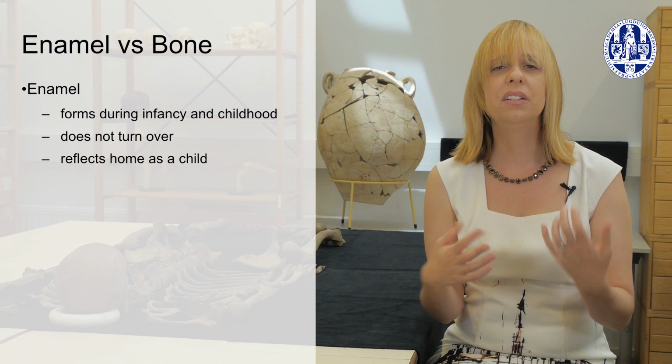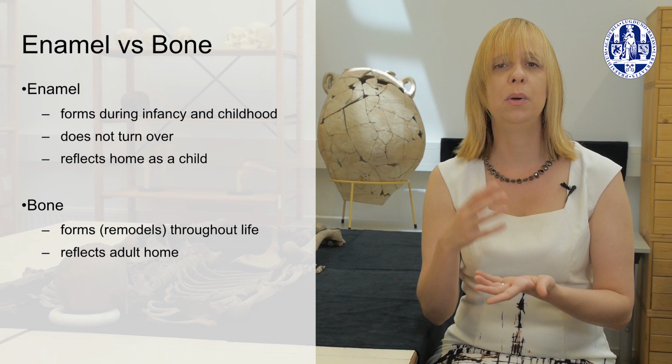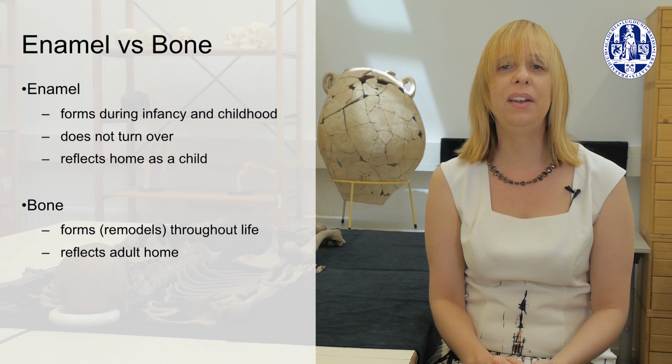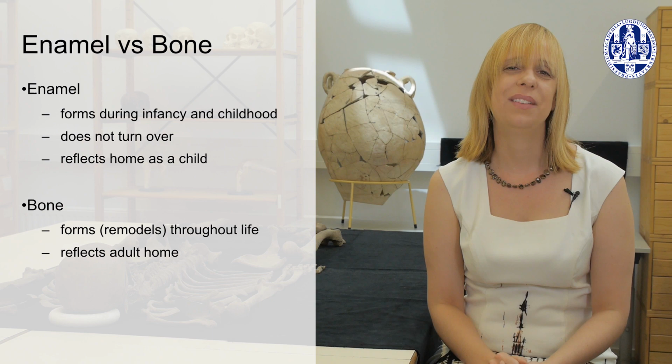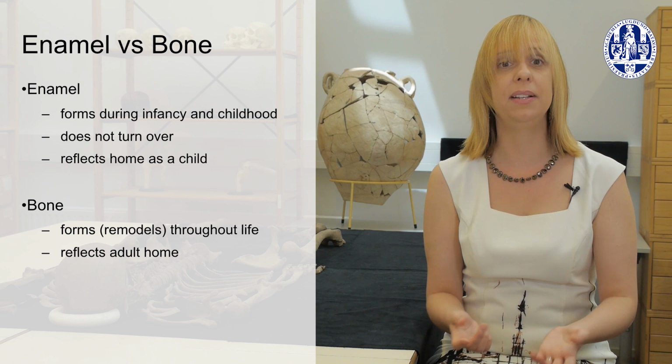In contrast, your bones, as you know, are always turning over or remodeling, and so always changing and reflecting the most recent period of life. So the strontium-87 to 86 value of an adult's bone mineral will reflect their adult home. Different strontium-87 to 86 values in a person's enamel compared to their bone can therefore indicate a geographic change of residence from childhood to adulthood, that is, a migration event.